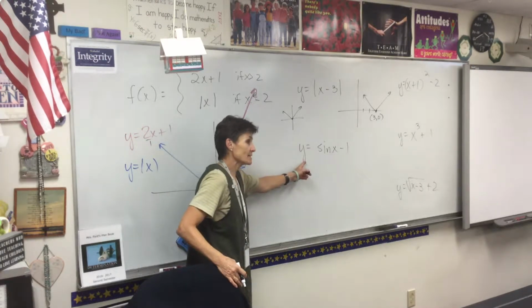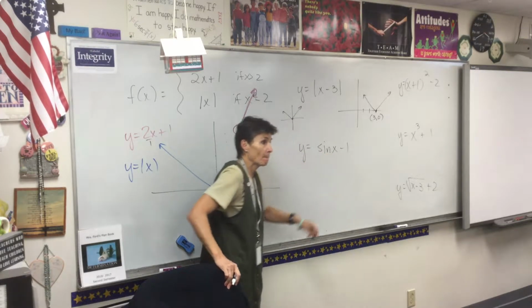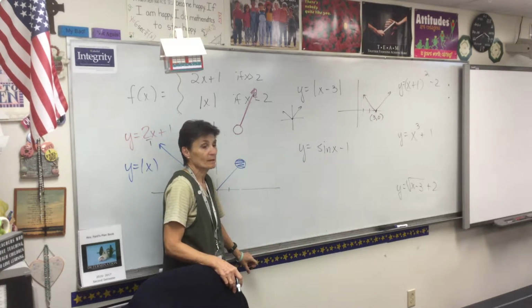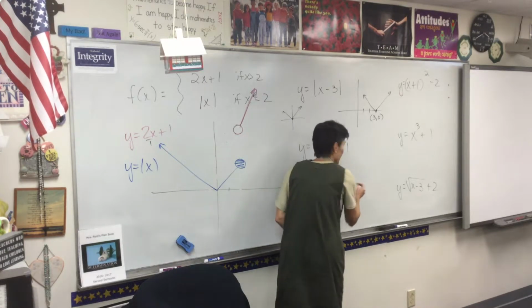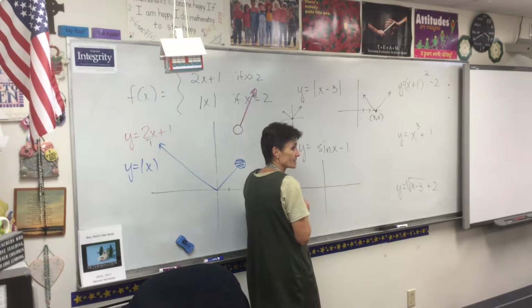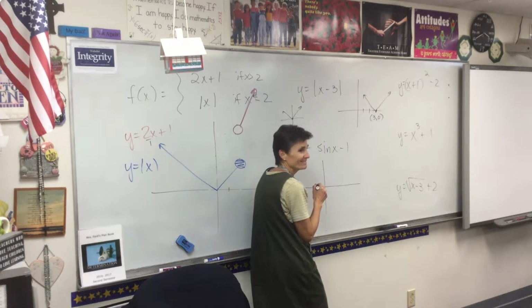What's going on here? That's a sine curve. What am I doing to it? Watch it now. Down 3. That's going down 3. Sines are kind of tricky for me. They're not as easy as V's. Did I say 3? I meant 1. Down 1.